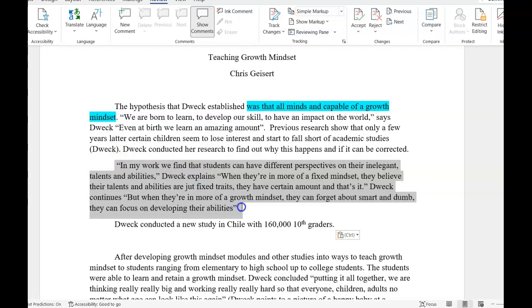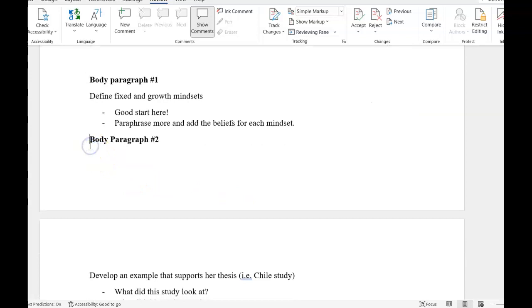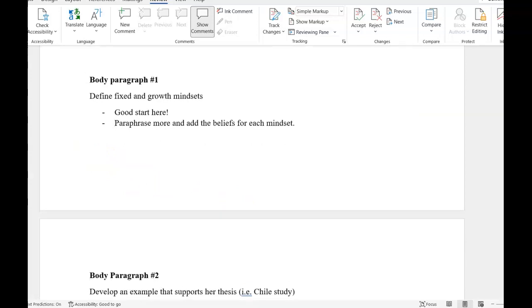And you're off to a good start here. This shows me, based on the quotes that you pulled, that you do understand the difference pretty well, and that you can explain that to your reader. I had a couple of suggestions for how you can make that body paragraph number one even stronger.